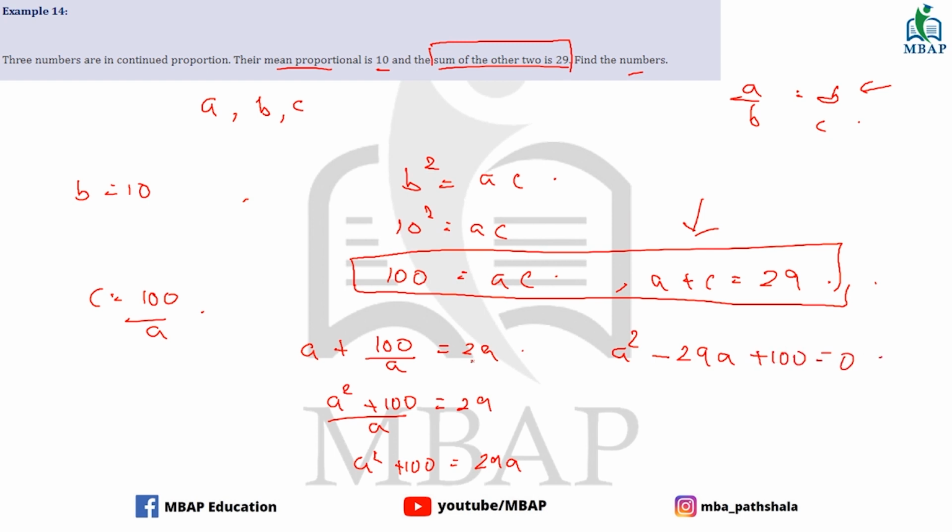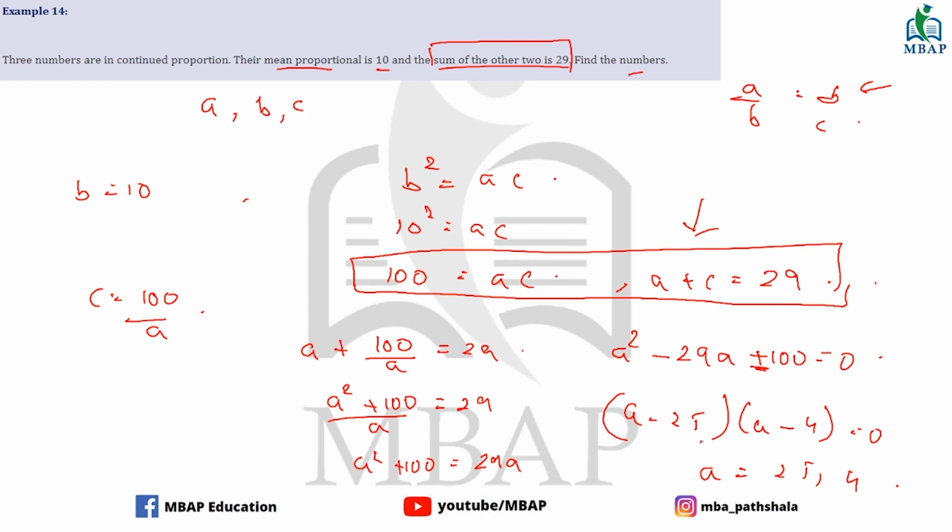So just by looking at it, you can make out the factors. Since this is plus over here, the factors are going to be minus 25 and minus 4, which multiply to give you 100, and their addition will give you minus 29. So (A minus 25)(A minus 4) equal to 0. So the value of A is coming out to be either 25 or 4.